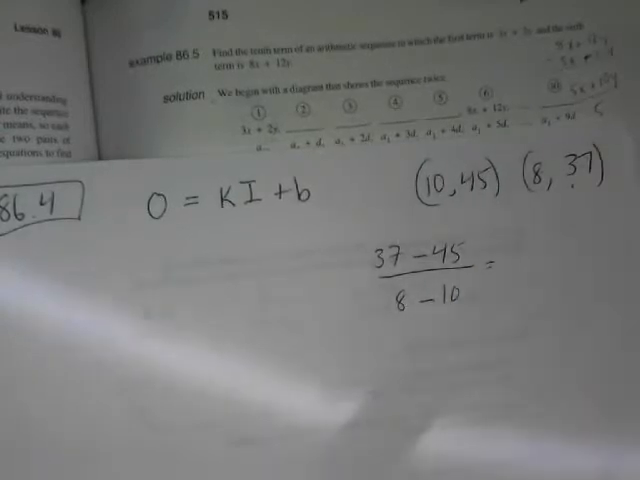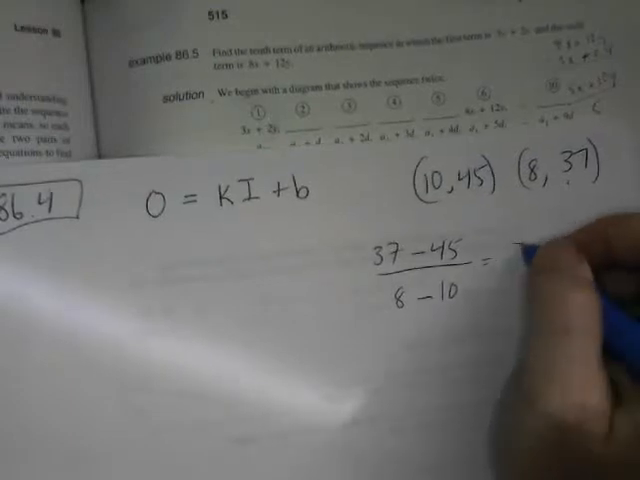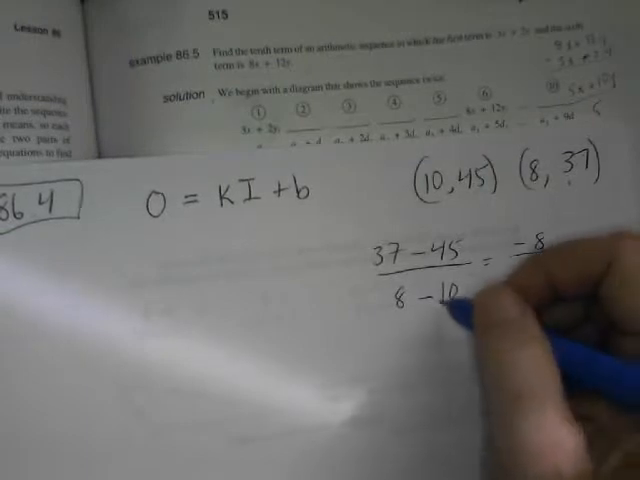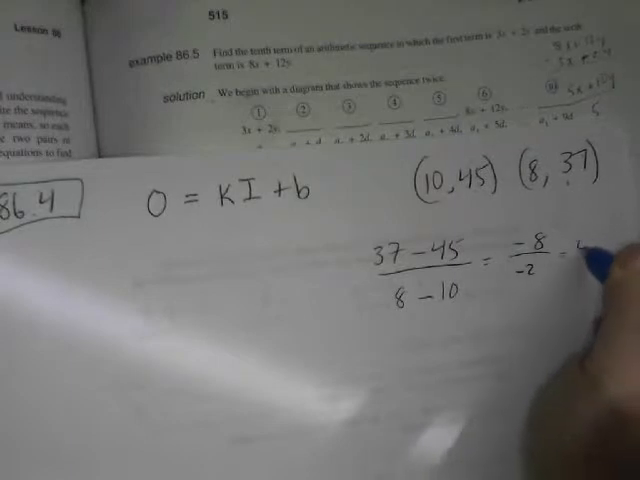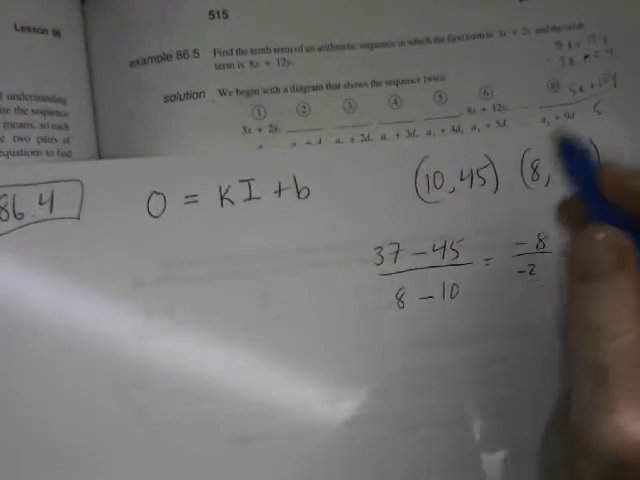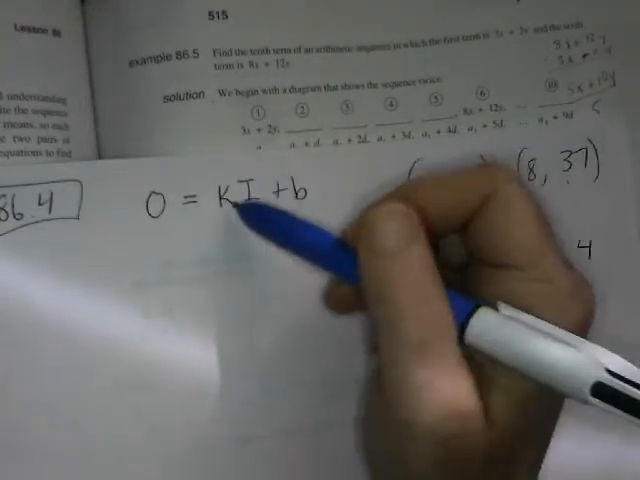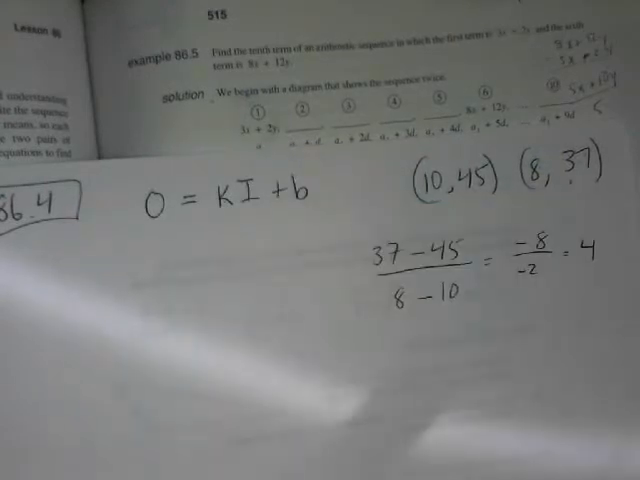Okay, and then I'll just find out what that is real quick. Looks like that ends up being negative 8. I think that's negative 2. So I guess that's 4. So m or k, the constant of variation, is 4.